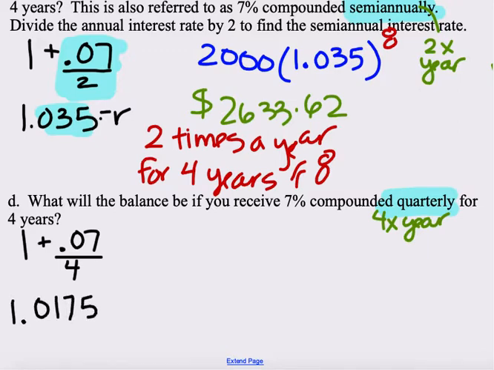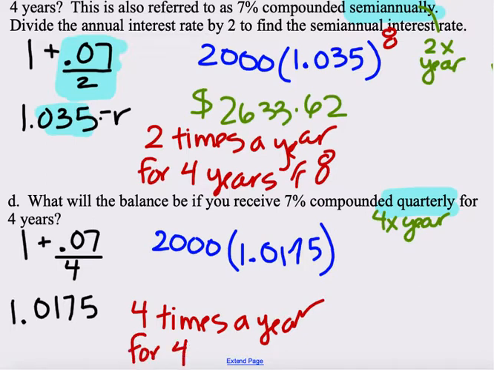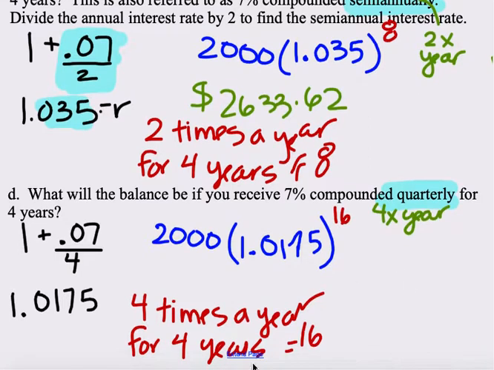1.0175. So now when we plug into our equation, we started with $2,000, but it's going to happen quarterly. So we're going to use this 1.0175. And now let's think about this. It's going to happen 4 times a year for 4 years. That means it's going to happen 16 times. So we'll have an exponent of 16 right there.